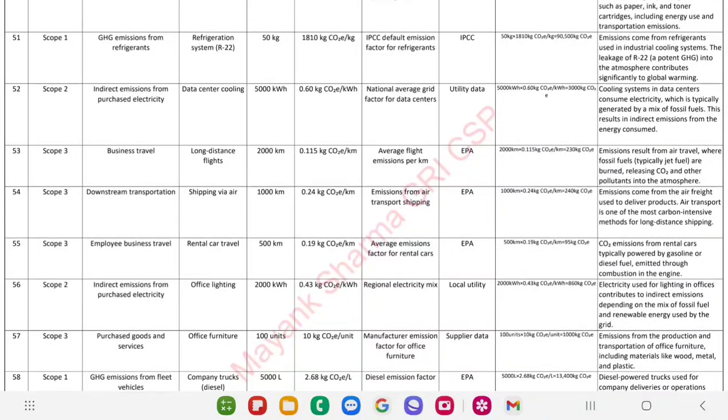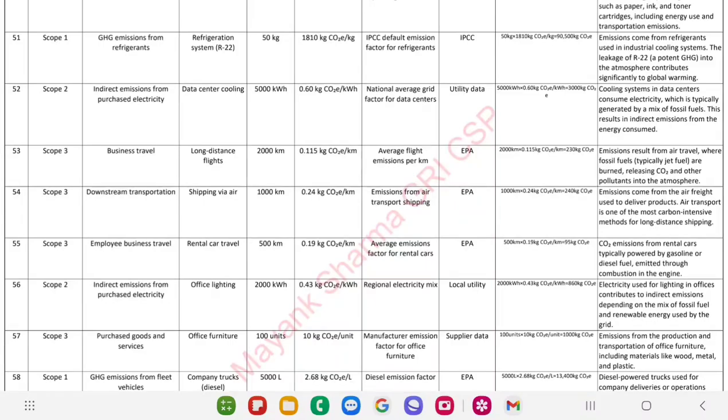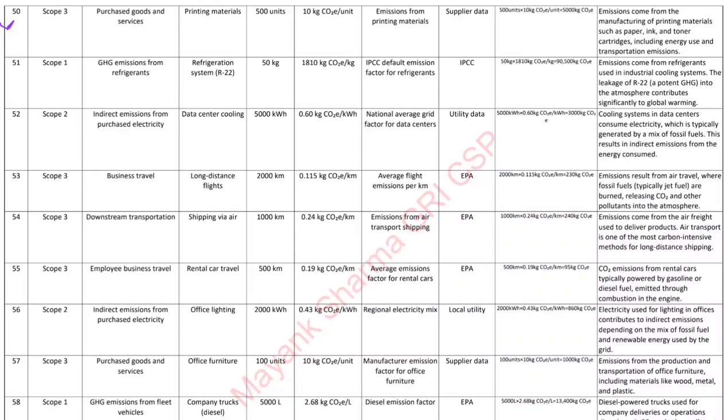Hello friends, let us see now other examples of marathon GHG inventory discussions. Example number 50, we will see now. Example number 50, scope 3, purchased goods and services. So we are talking about the printing material now, 500 units.